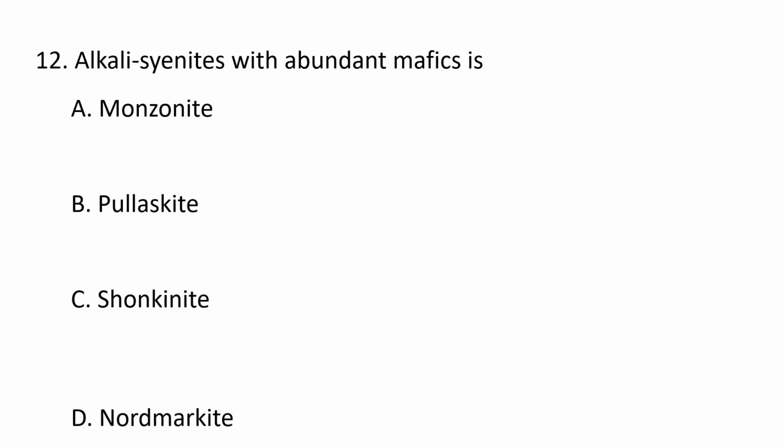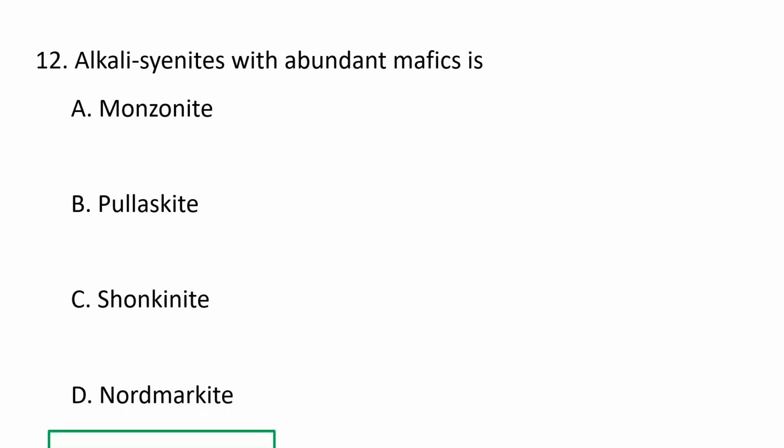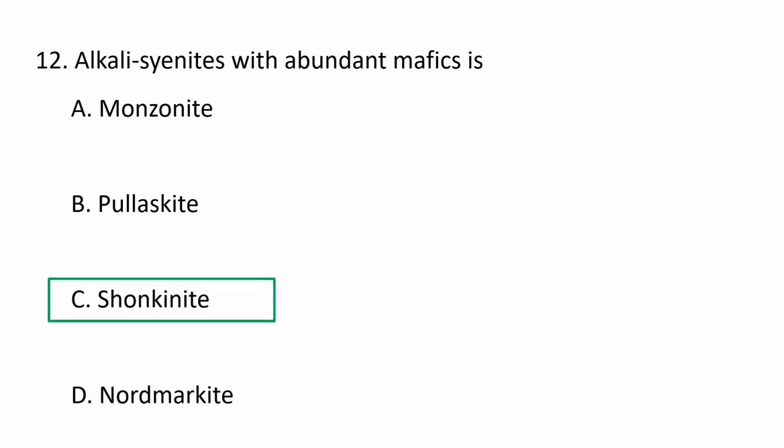Shonkinite is an intrusive igneous rock, and more specifically it is a mafic rock, and it is a holocrystalline intrusive rock. In the restricted sense, it is composed of potassic feldspar with nepheline, augite, biotite, and olivine.